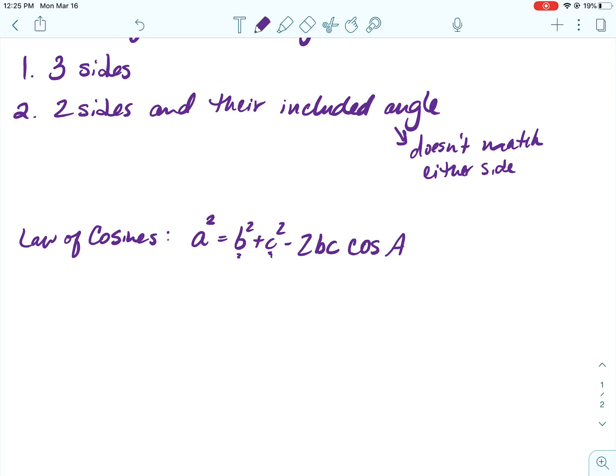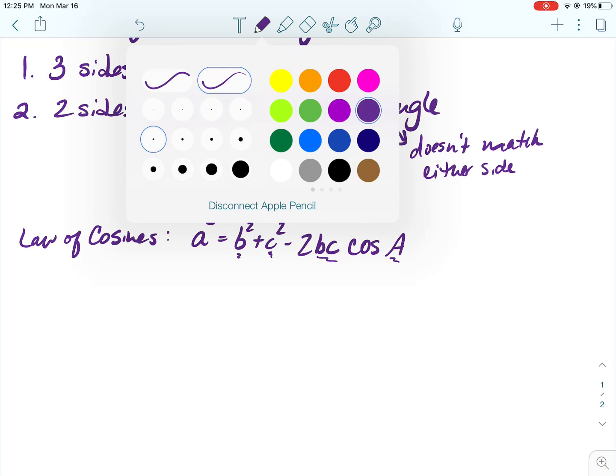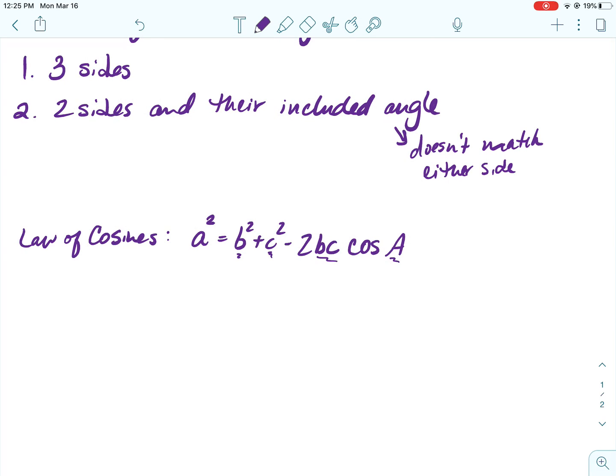So this is what you would do if you were given side B, side C, and angle A. So those are the things that you have in the problem, and you could use those to find side A. Now we'll have to kind of change this up a little bit depending on what we're given. So let me show you what I'm talking about.